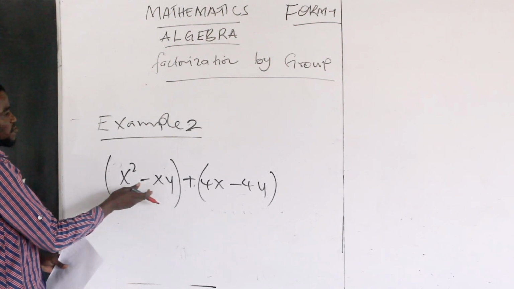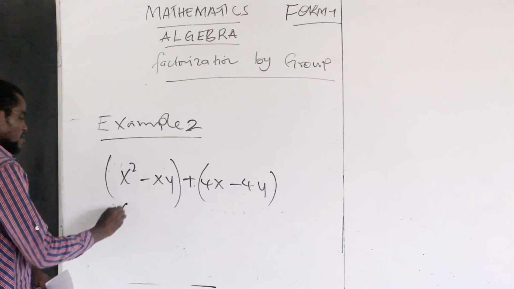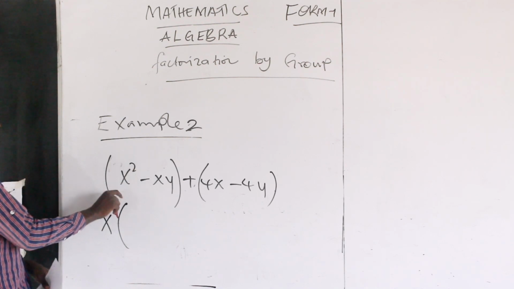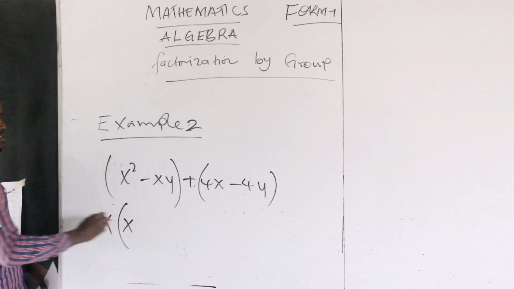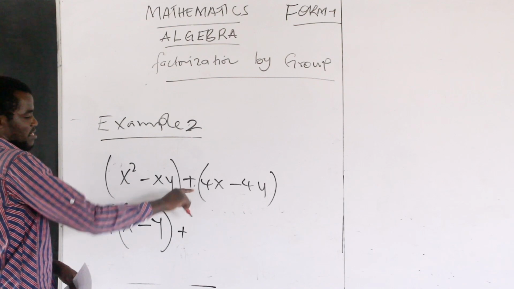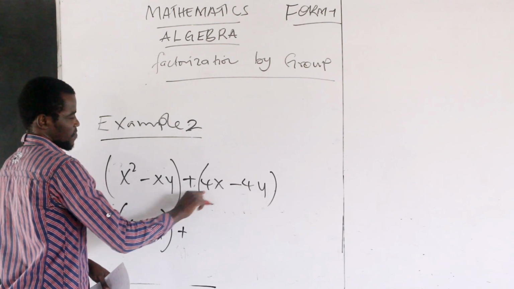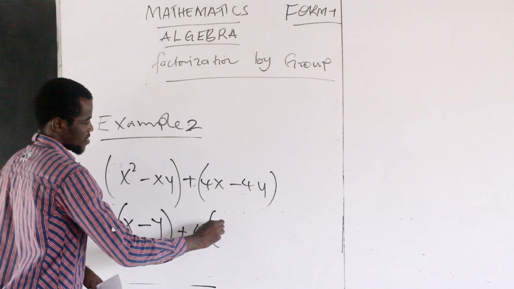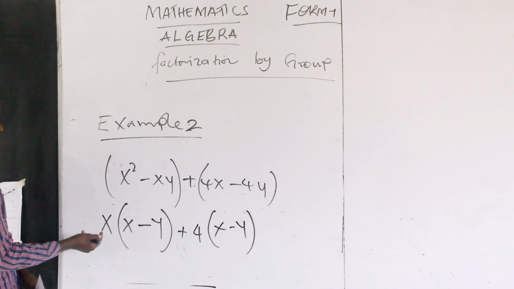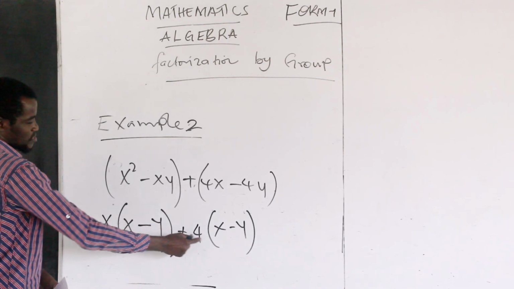Therefore, in your first bracket, you remove the common term outside. In this case, the common term is x. When I remove x outside, and initially it was x squared, what is left is x. Then minus, what is left there will be y. Then here there is a plus. Then in this bracket, what is common? 4, 4. So I will have 4, then x minus y in that case. Therefore, the terms that we removed out are x plus 4.